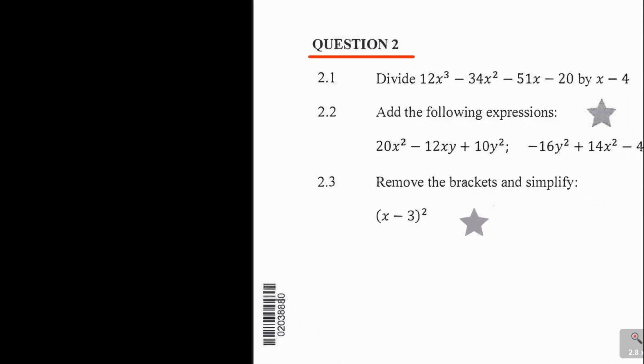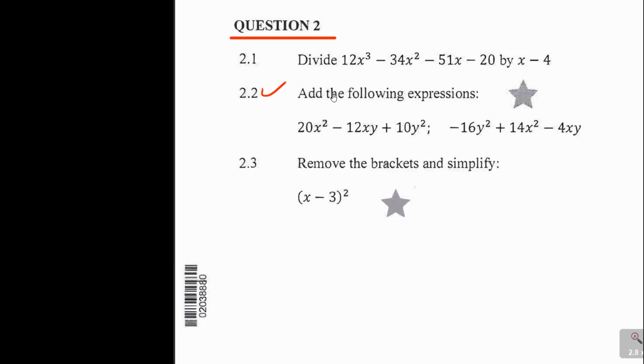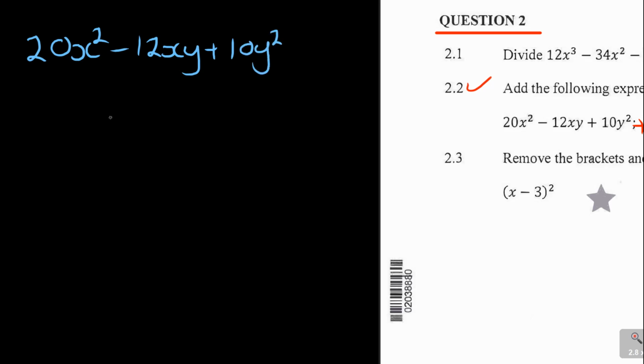Next question, 2.2. It says add the following expressions. Add means put a plus there. So what are you adding? Let me just write it like this. There are 2 different ways you could have done this. Look, 20x squared minus 12xy plus 10y squared.